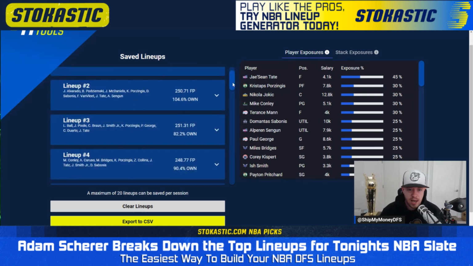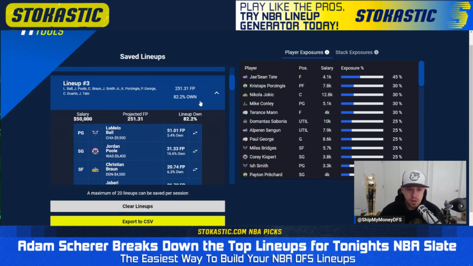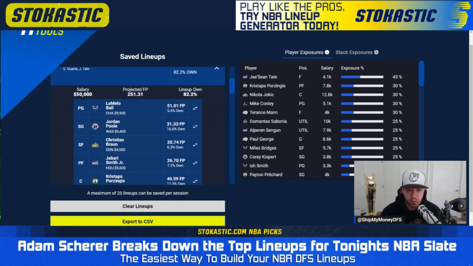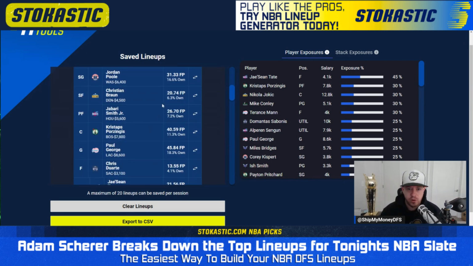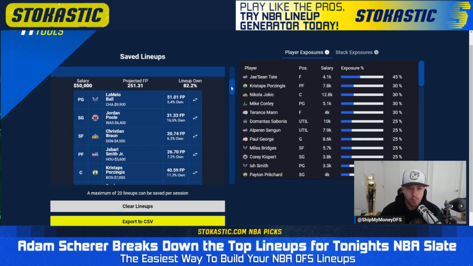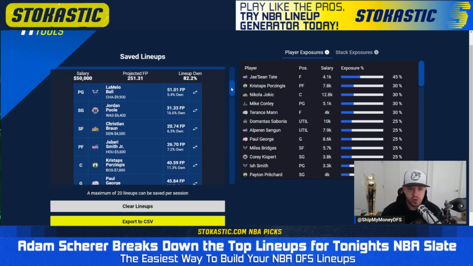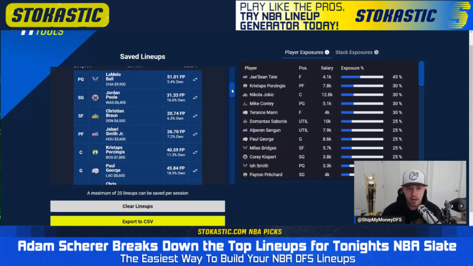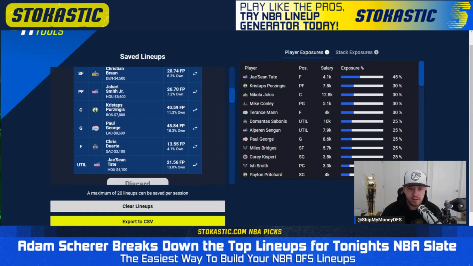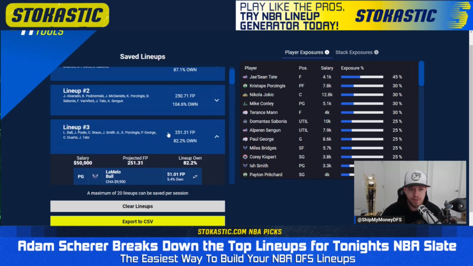We can take a look at this one here. LaMelo Ball projects for 251.3 fantasy points, 82% ownership. So a pretty contrarian lineup. LaMelo Ball, 9,900, only getting 5% ownership. Jordan Poole, 16% owned at shooting guard. Christian Brown, 6% owned as a $4,500 small forward option. Jabari Smith at 7%. Porzingis at 11. Paul George at 18%. Chris Duarte at 4. And Jayshawn Tate at 13. Again, this is Duarte with Kevin Huerter projected in. Still showing up in lineups just because we don't have a ton of value at the moment.